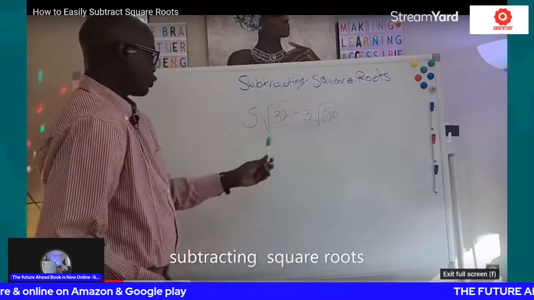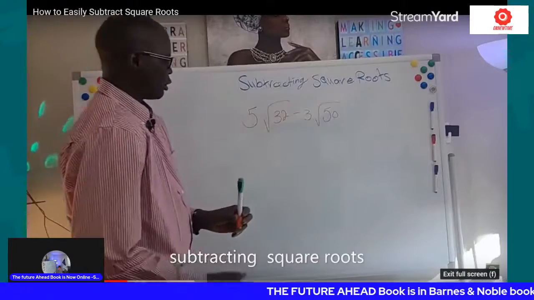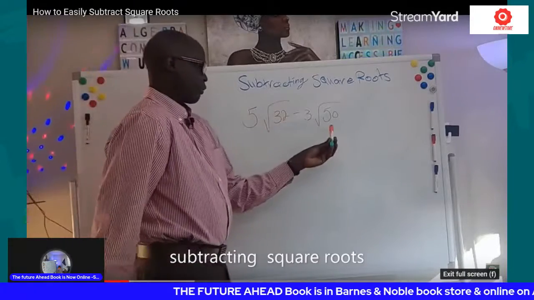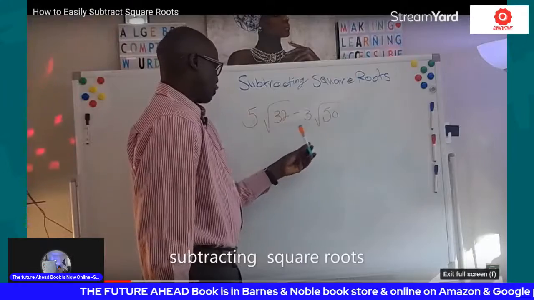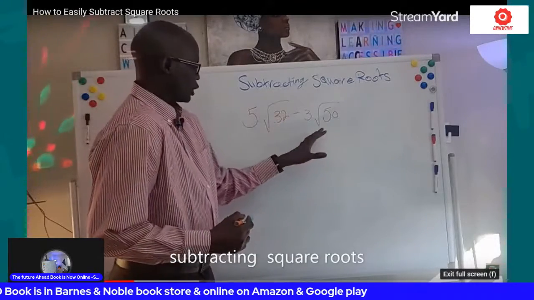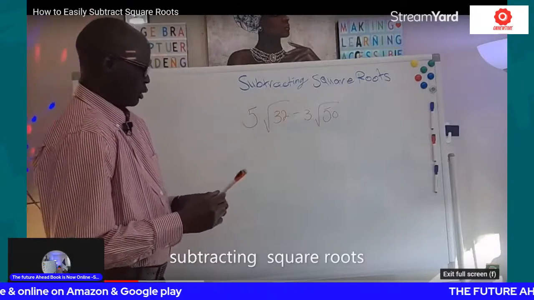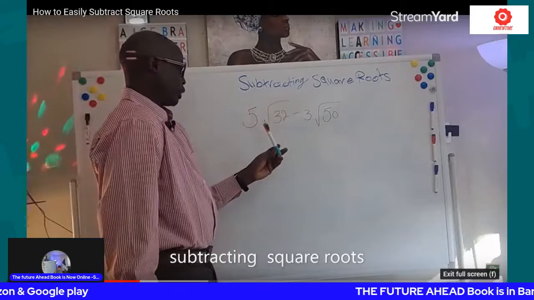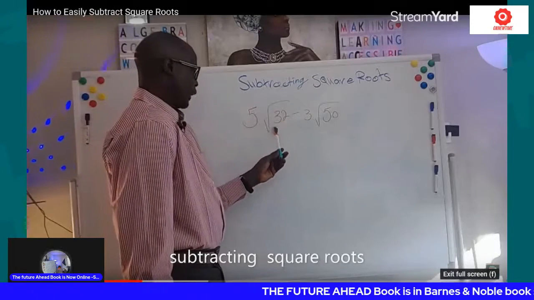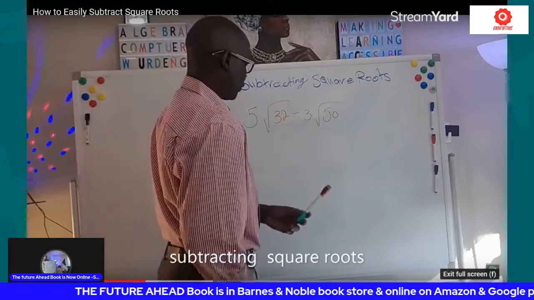But as you see here, we have 32 and we have 50, and we don't have the square root of 50 or the square root of 32. And that's what we're trying to solve here. So the first thing we do is to simplify the square root of 32 and the square root of 50.